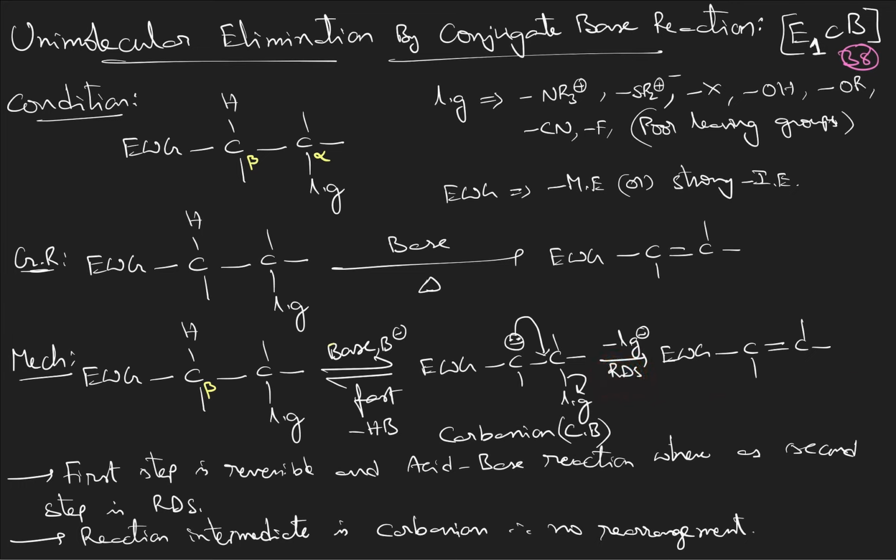So the first step is a reversible acid base reaction, whereas the second step is the RDS, resulting in final product formation. Reaction intermediate is a carbanion. Therefore there is no point of rearrangement, because rearrangement is the special property of only carbocations. Carbanions, carbon free radicals, carbenes, all these will not undergo rearrangement.